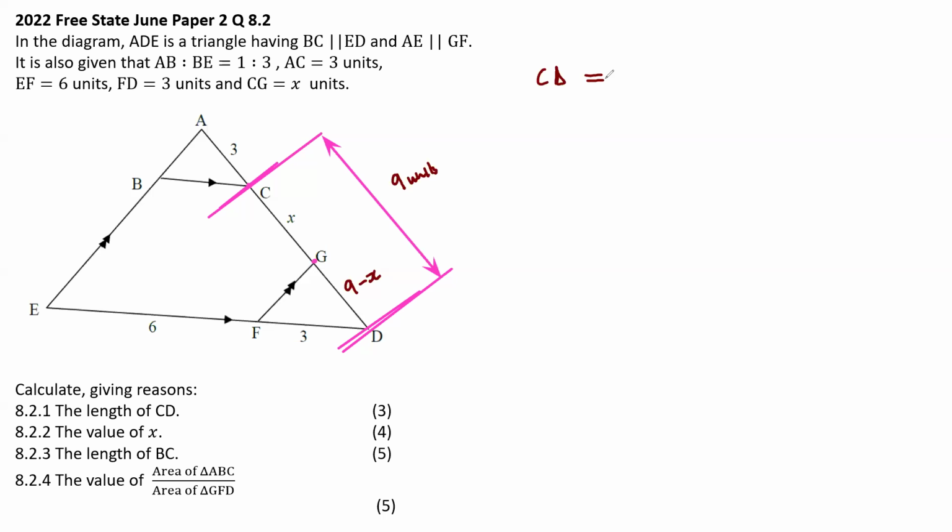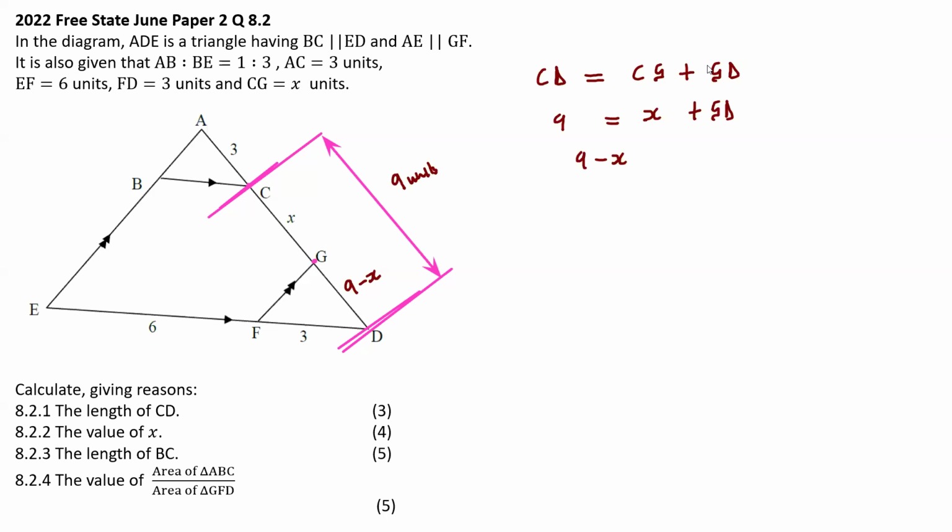CD, who are you? I am CG plus GD. CG is X, CD is 9. And I'm looking for GD. So GD is 9 minus X. Fine, 9 minus X, that's GD. What are you looking for? I'm looking for X. Now follow my lead.